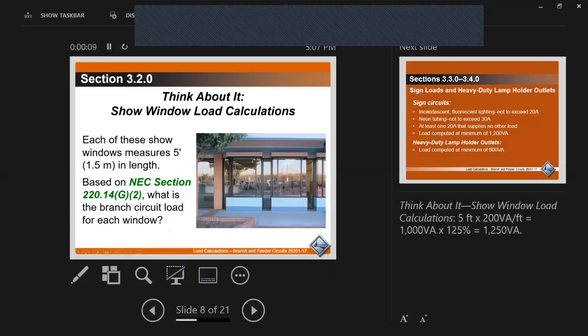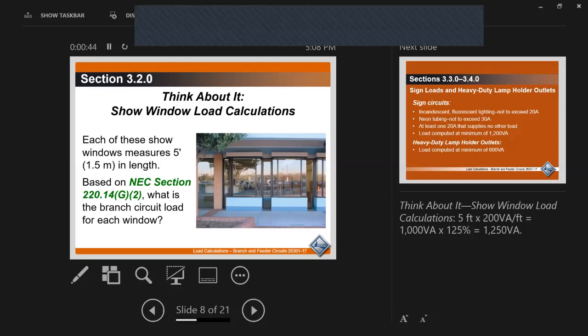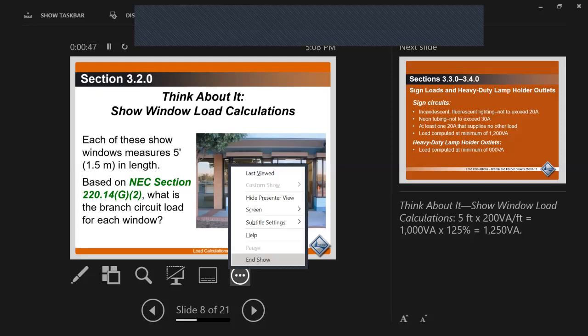In this particular one, it says show window loads, calculate 5 foot times 200 volt amps equals 1,000 volt amps at 125%, which will give you 1,250 volt amps. Because remember what I said, it's 200 volt amps per foot, per lineal foot. So if I have a window right there, and that's part of my marketing, whatever, and I've got stuff going on, they're calculating per foot, rated at 200 volt amps. So that's where they were going with it. All right. Let's bring this back.